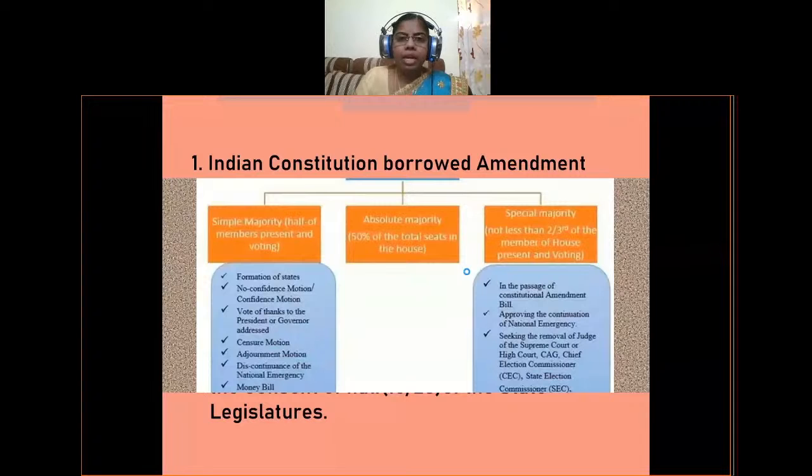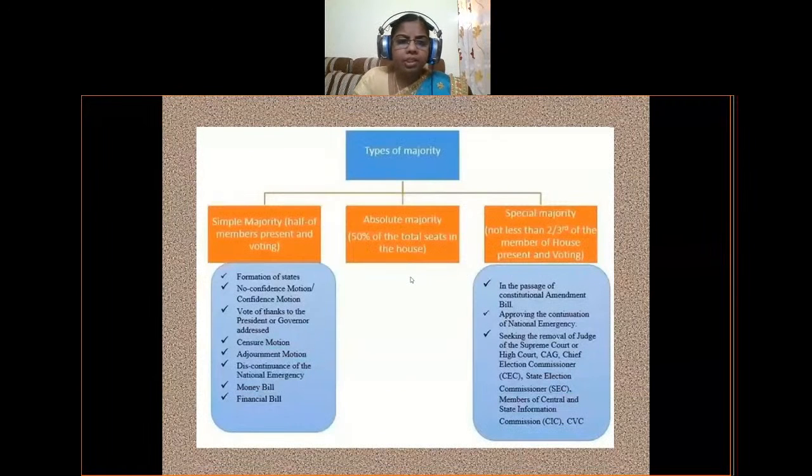So what are the types of majority? Simple majority means half of the members present plus one member. These are some of the provisions of the constitution which can be amended through simple majority: formation of states, no confidence motion, vote of thanks to the President or Governor's address, censure motion, adjournment motion, discontinuance of the national emergency, money bill, finance bill. These can be amended by simple majority of the Parliament.